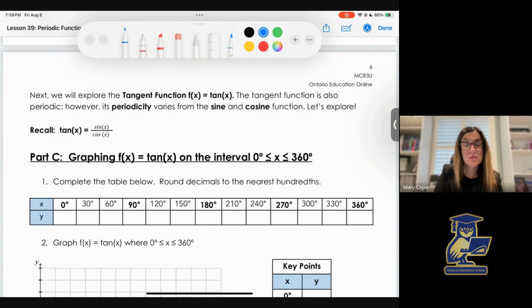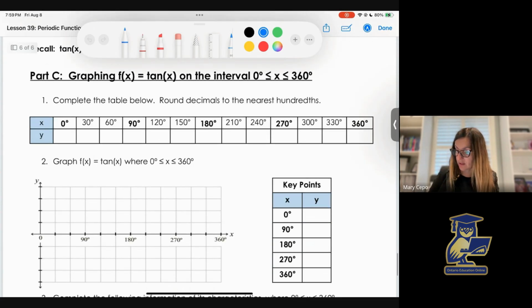So in part C, we're going to be graphing f of x is equal to tan of x on the same interval where x is greater than or equal to 0 degrees, but less than or equal to 360. So again, just one full circle. So looking at tan at 0 degrees, if we put that into our calculators, we would get 0.